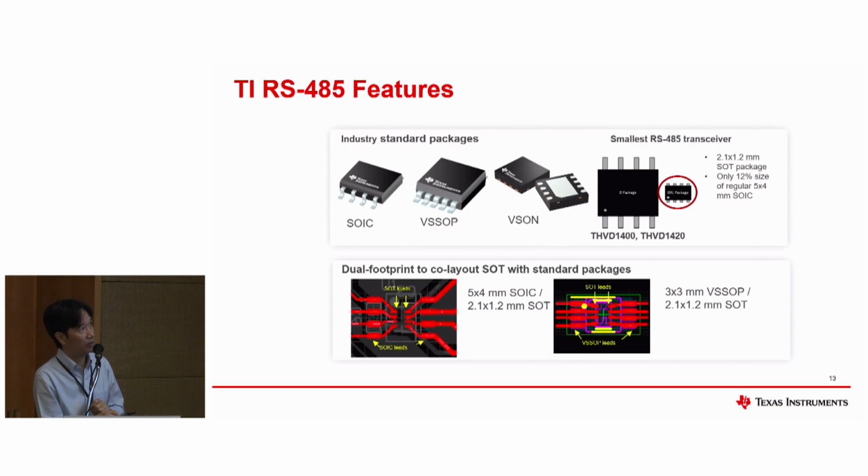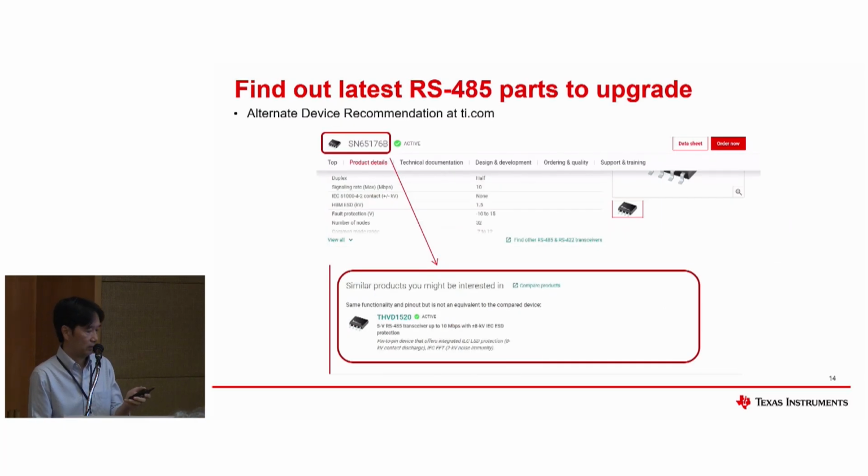So you might want to do a dual footprint layout for this product. In case you don't want to use the big one, then you can use the smaller one. This is an example of a layout of the SOIC together with the SOT package, or this one is the VSSOP with the SOD package. Okay, so that's about the features of the RS-485 transceivers which TI offers.